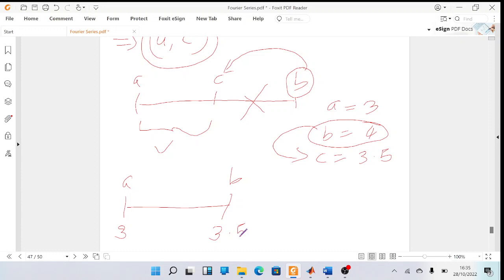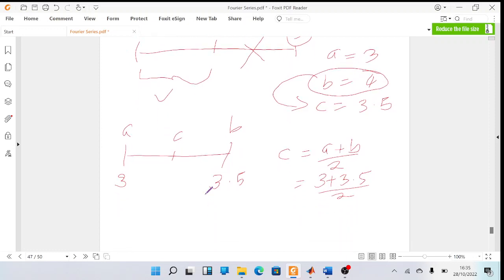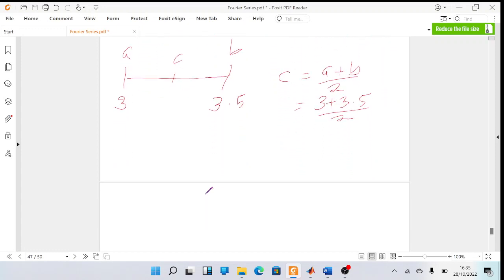So again, we partition the interval by finding c. So we write c is equal to a plus b divided by 2. And this is 3 plus 3.5 divided by 2. And we can get 3.25. So then we repeat this process. We can repeat this process many times until we have a very good approximation to the root of this equation.